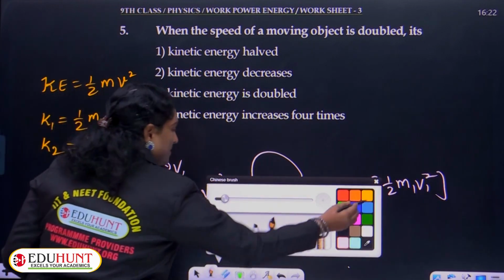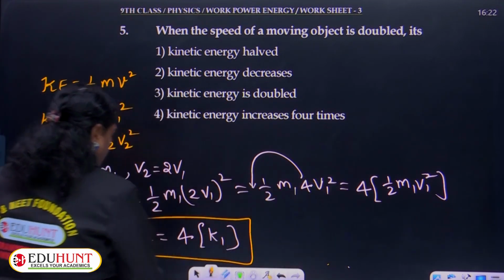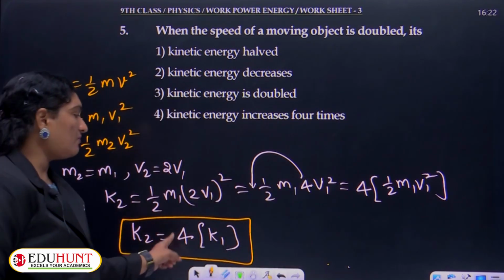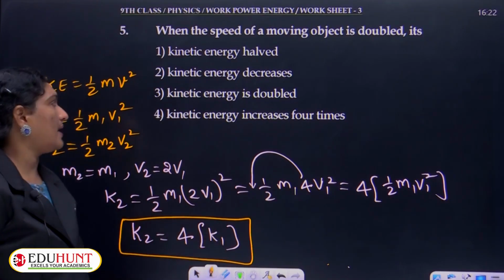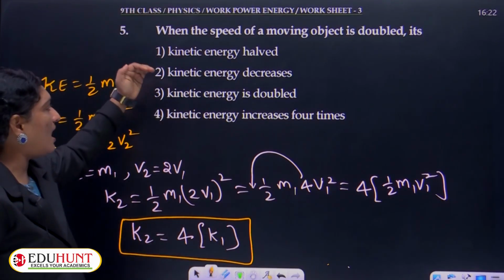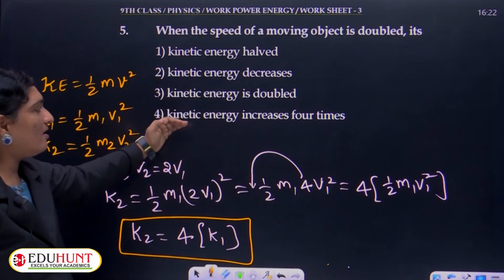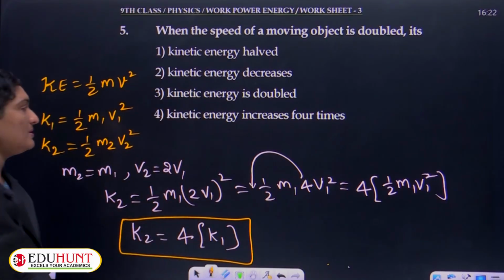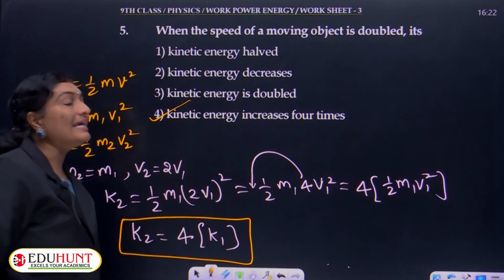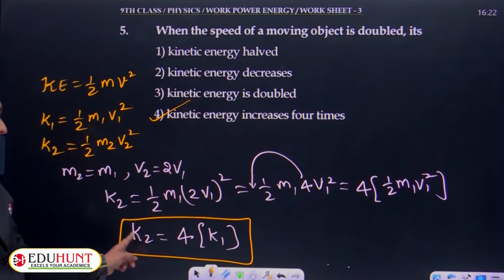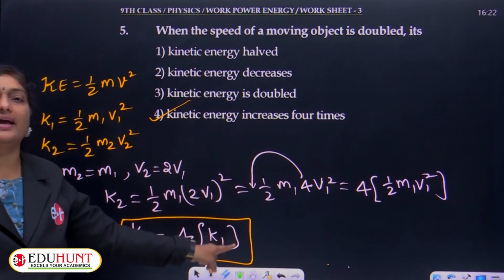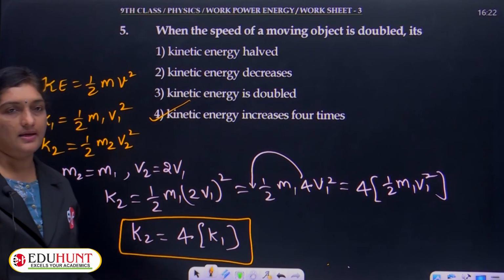Hence, we observed that the kinetic energy becomes 4 times the previous kinetic energy. So, is the kinetic energy halved, decreased, doubled or increased by 4 times? What happens to the kinetic energy? It increases by 4 times. So new kinetic energy equals 4 times the old kinetic energy.